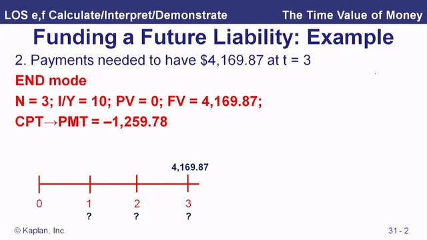So n equals 3 now, interest rate's 10%, present value is 0, there's nothing in the account to start with, and if we make deposits of $1259.78 here, here, and here, and earn 10% in that account, then the value at time 3 is going to be the $4169.87 that we need to pay for those $1,000 deposits that we calculated the present value of previously, and we did that in begin mode.